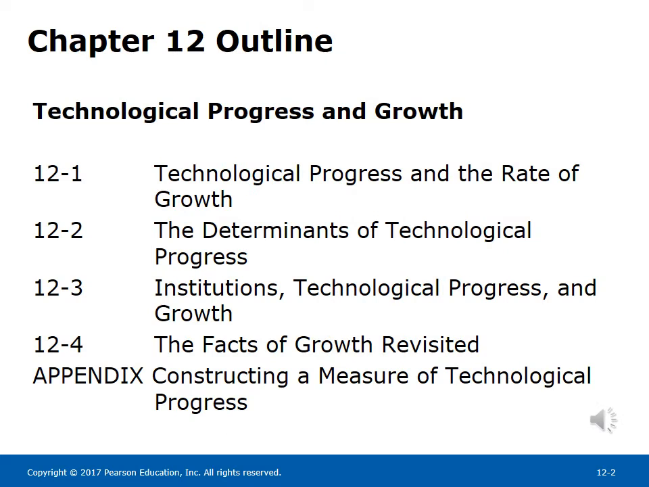Chapter 12 Outline, Technological Progress and Growth. 12-1, Technological Progress and the Rate of Growth. 12-2, the Determinants of Technological Progress. 12-3, Institutions, Technological Progress and Growth. 12-4, the Facts of Growth Revisited. Appendix, Constructing a Measure of Technological Progress.